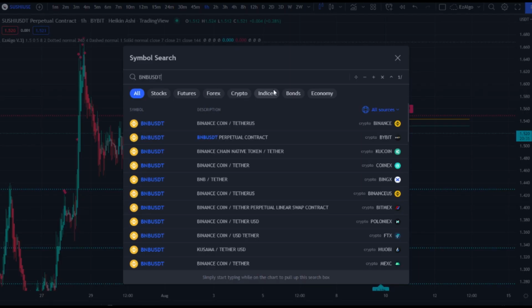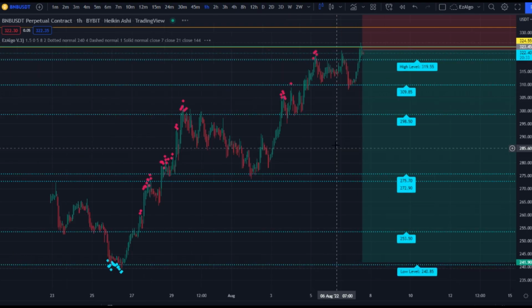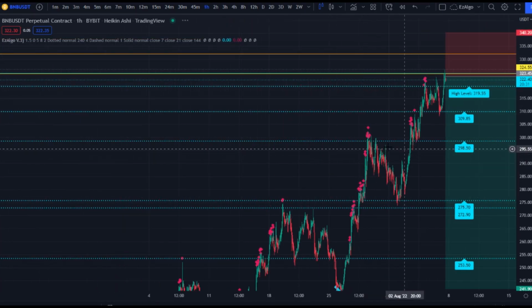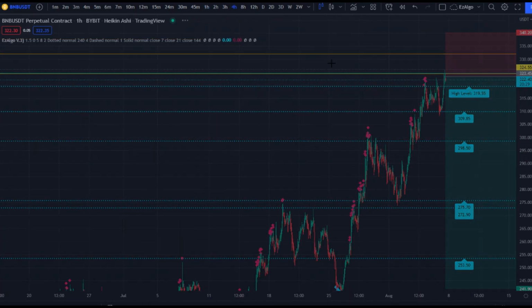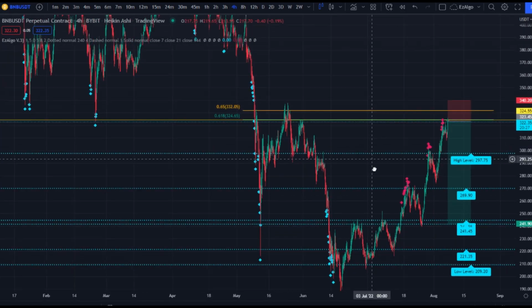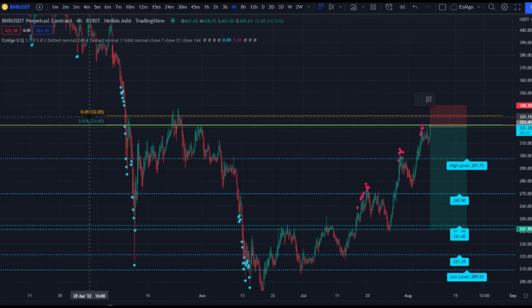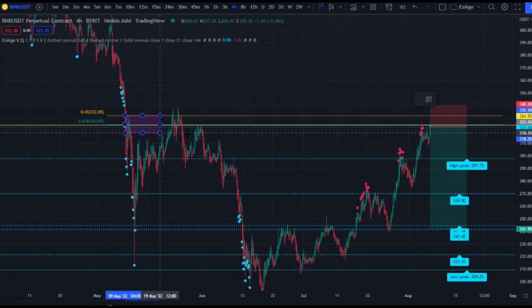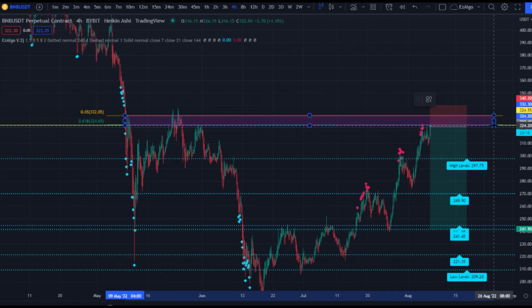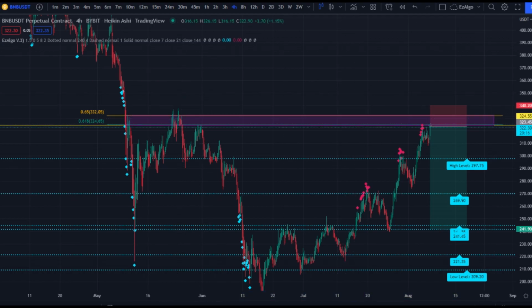I also just took a short on BNB USDT, and I actually posted this in the premium Discord. The reason being, if I go to the 4 hour time frame, not only do we have this area of interest right here, we had this previous resistance level, deviated below it, and could not hold this level as support. So I'm looking for another reaction at this level. I'm also looking for a swing failure.